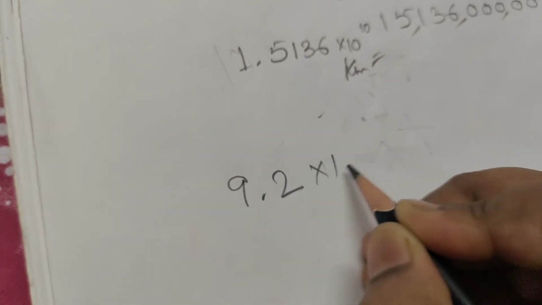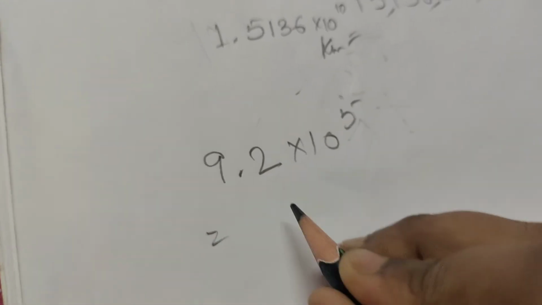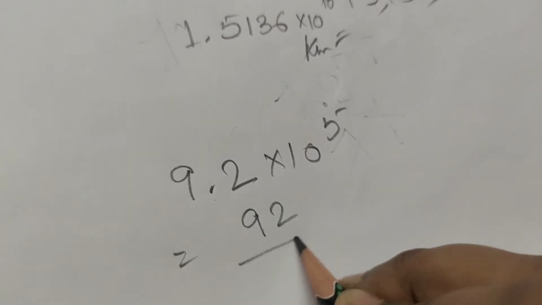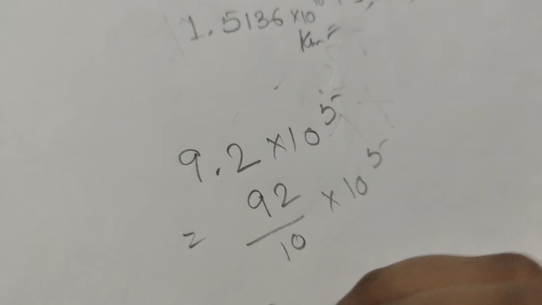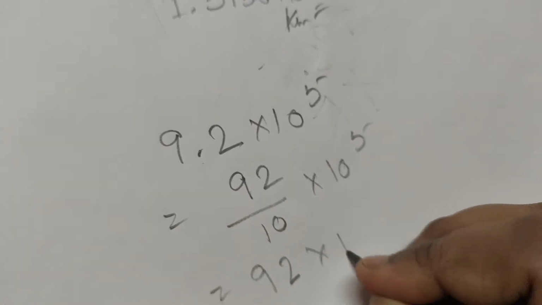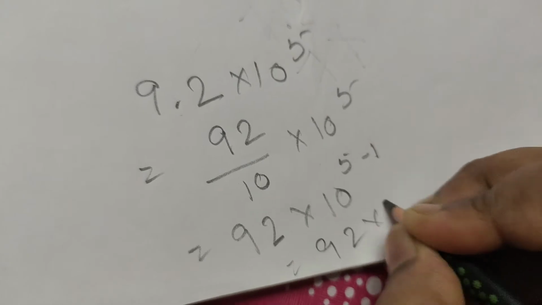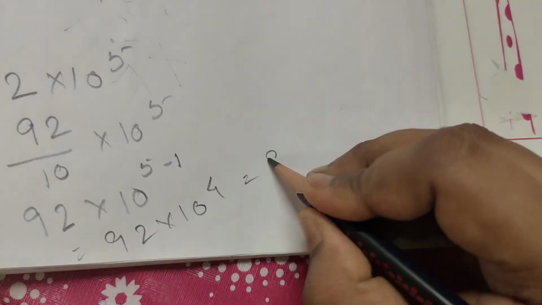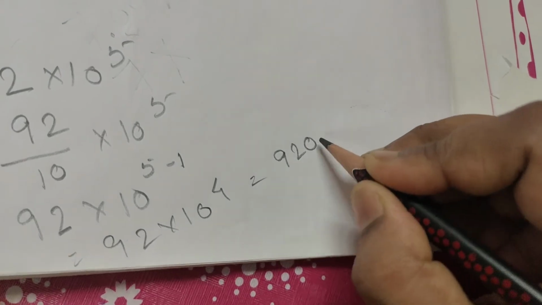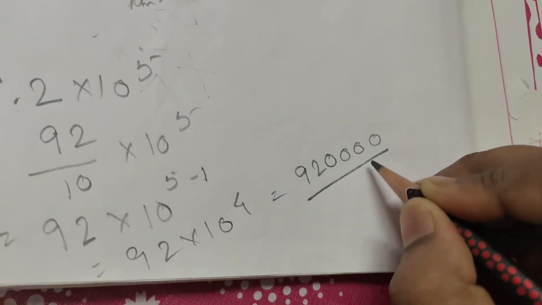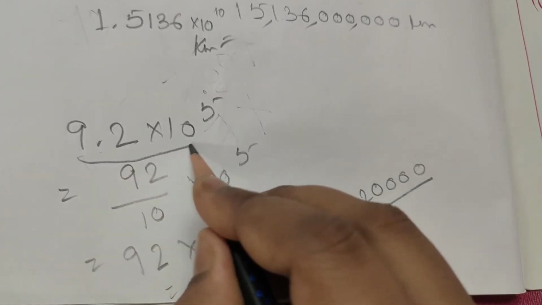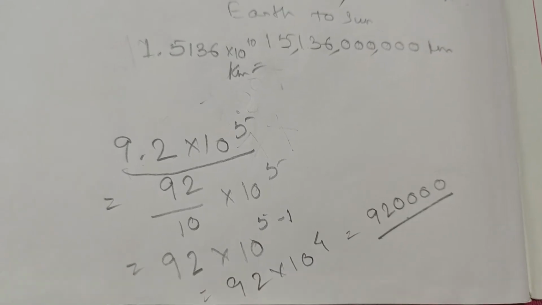Let me show you one more number. Suppose we have 9.2 into 10 to the power 5. What we'll do: 9.2 means 92 by 10, into 10 to the power 5. So 92 into 10 to the power 5 minus 1, that is equal to 92 into 10 to the power 4. 10 to the power 4 means 4 zeros: 1, 2, 3, 4. This is a large number. This is the standard form. Also copy this in your notebook.